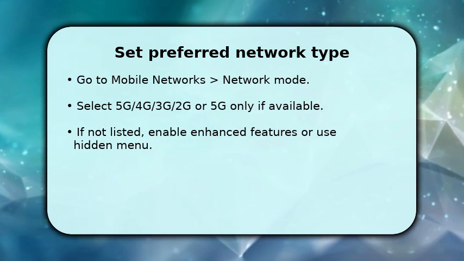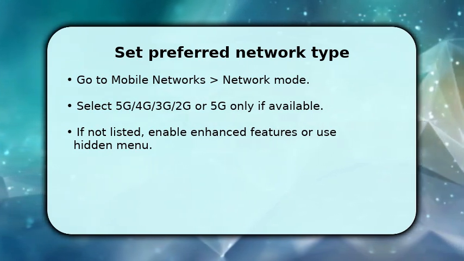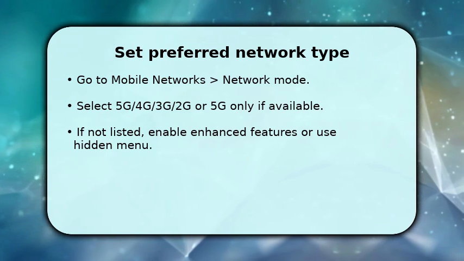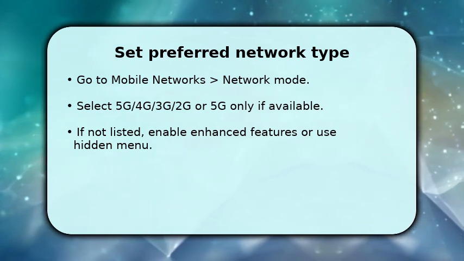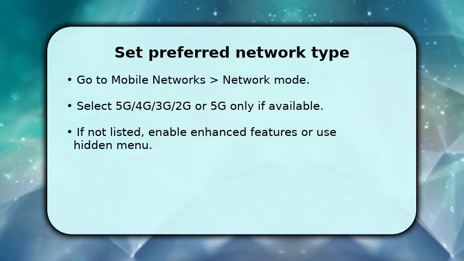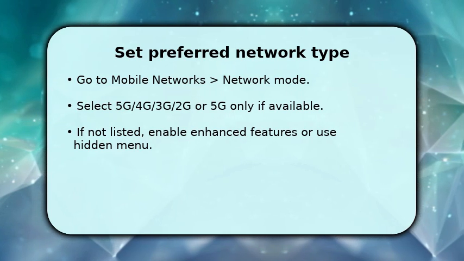automatically. If 5G only isn't shown, enable enhanced 4G LTE features or use the device's service mode, dialer code, or settings about software. Finish by rebooting the phone and checking the status bar for the 5G indicator to confirm success.